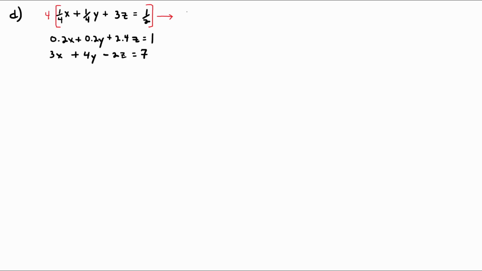4 times 1/4 x is just 1x, or x. Plus 4 times 1/4 y, so just plus y. Plus 4 times 3z is 12z. And then 4 times 1/2 is going to be just 2.